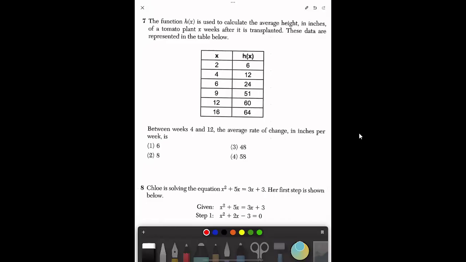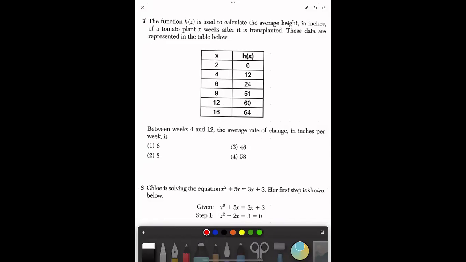Hey guys, this is Mr. H. I am doing question 7 from the June 2025 Regents exam. I'm going to do it the way I think most of my students did it, and then I have to make a couple of changes to make sure going forward we're good on this.